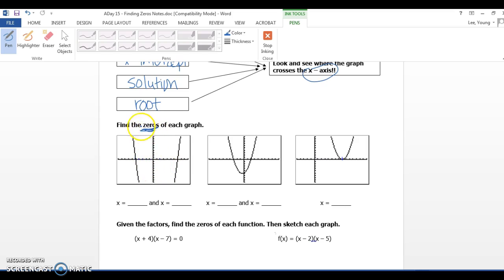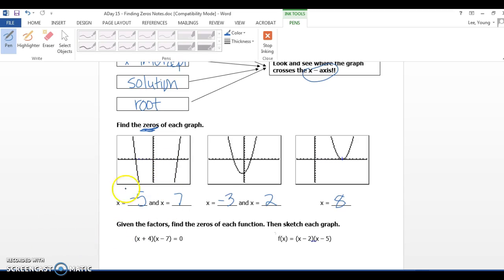So it's going to make a U shape, and we call that a parabola. So when you're asked to find the zeros from this graph, how many x-intercepts do you see? There's one right there, and then one right there. So the first x-intercept is negative 1, 2, 3, 4, 5. And then the second x-intercept is 1, 2, 3, 4, 5, 6, 7. Alright? Then can you guys find the zeros for the rest of the graphs? Pause the video and now work on it.